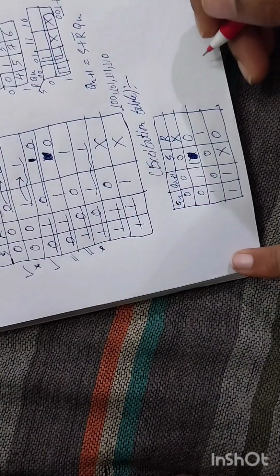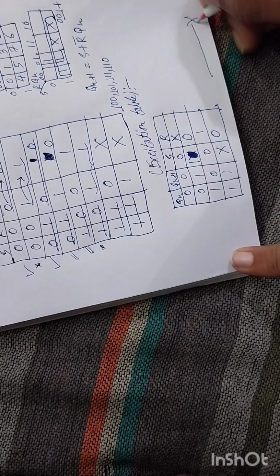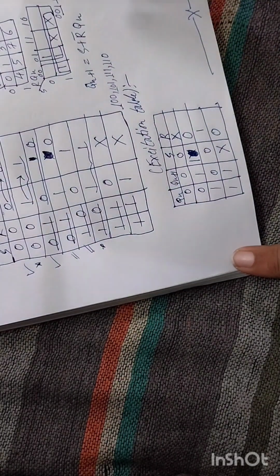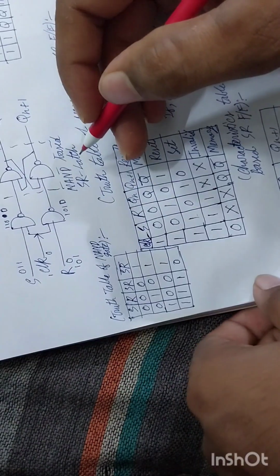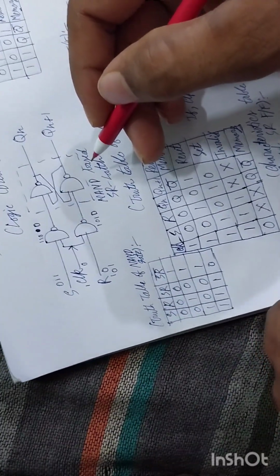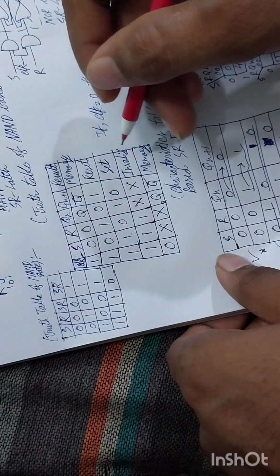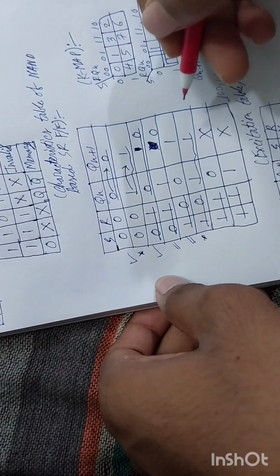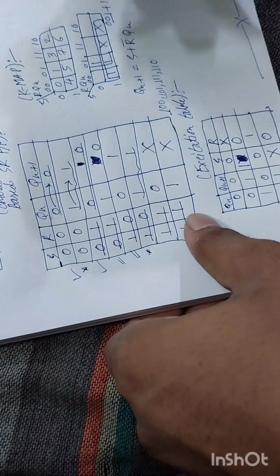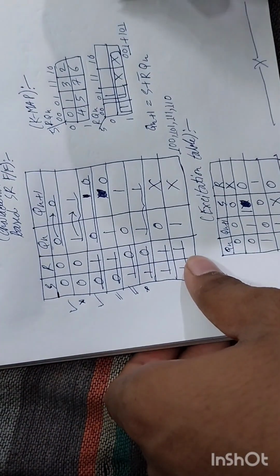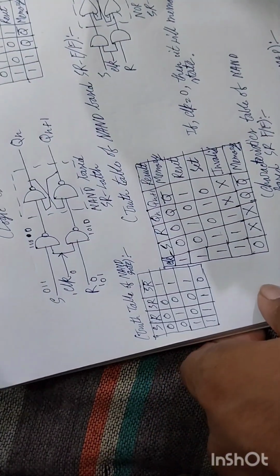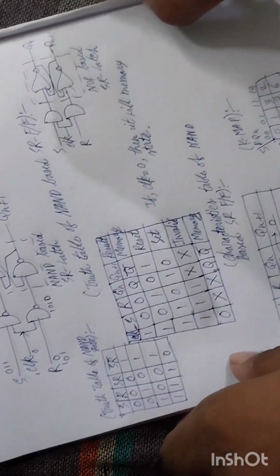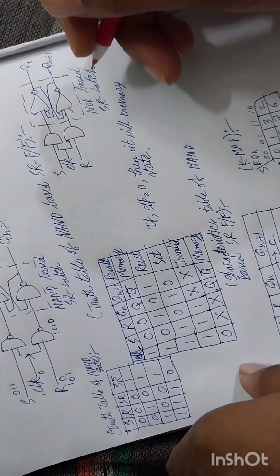Okay, so I am finishing the video here, because you just have to draw the logic circuit at first. You just have to draw the logic circuit first, then you have to draw the truth table, then the characteristics table, then the K map, and at last you have to draw the excitation table of NAND based SR flip flops.